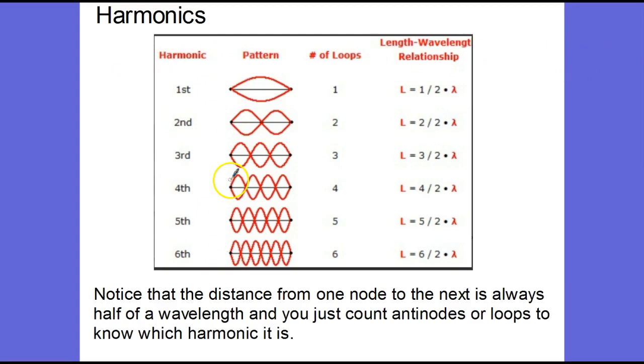This is another picture as the harmonics get more and more complex. This is the first harmonic, just like we drew, with the whole string vibrating as a unit. The string length is 1/2 of a wavelength. And the second harmonic, just like we drew, the string length is equal to a wavelength. And all the way down here to the 6th harmonic, you can tell it's the 6th by counting the antinodes. There's 1, 2, 3, 4, 5, 6. So 6 loops or 6 antinodes, and you have the 6th harmonic.